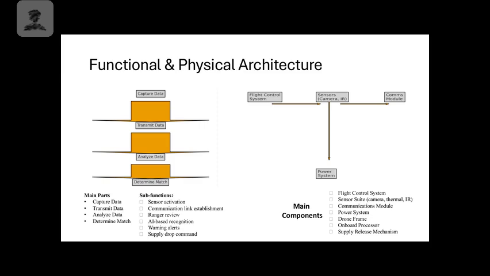On the right, we see some of the main components of the system: the flight control system, the sensors, including camera and infrared, the communications module between both hiker and operators, as well as the power system, which powers the system and device itself.